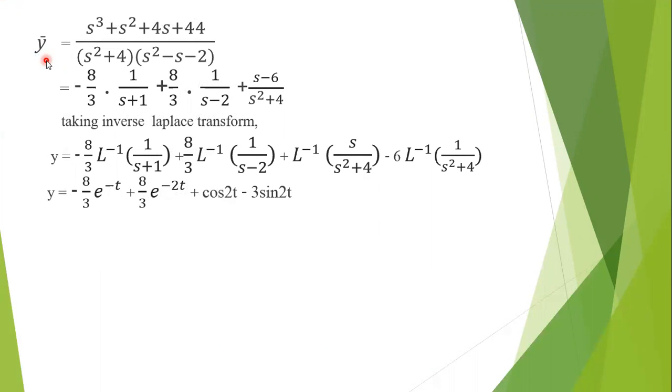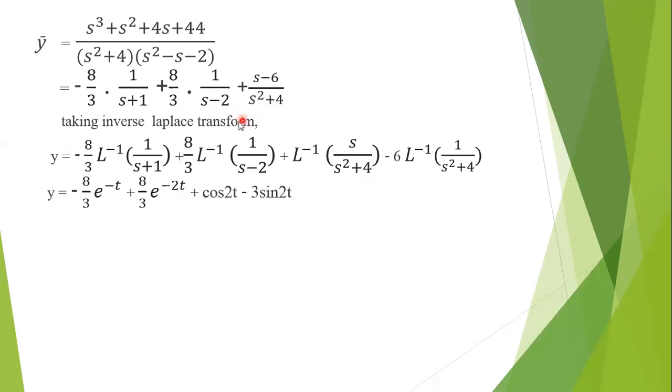Now we will be taking the left hand side coefficient of y bar to the right hand side. Therefore, y bar is equal to (s cube plus s square plus 4s plus 44) upon (s square plus 4) into (s square minus s minus 2). Now we will be applying partial fraction, which is equal to minus 8 by 3 into 1 upon (s plus 1) plus 8 by 3 into 1 upon (s minus 2) plus (s minus 6) upon (s square plus 4).